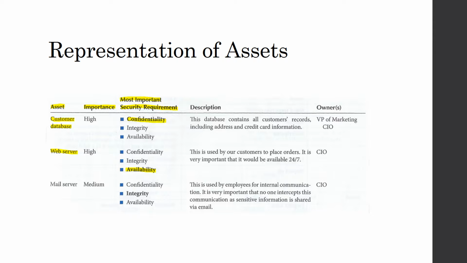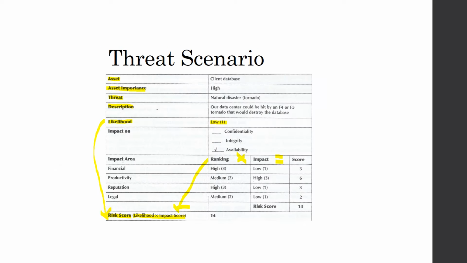Here's what a threat scenario might look like. First, you have the asset and its importance. Next, you would have the threat and a description of the threat. Then, the likelihood that the threat occurs. Here, we can see that the likelihood that a tornado destroys the client database is low.